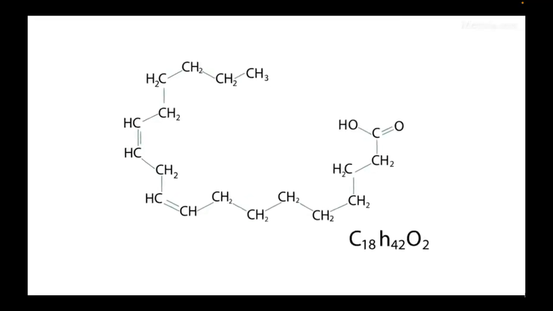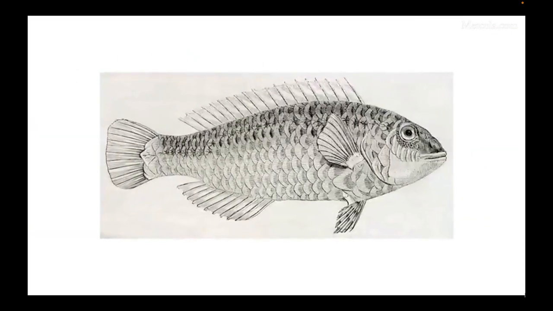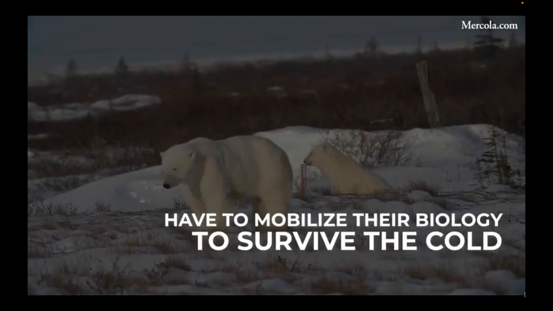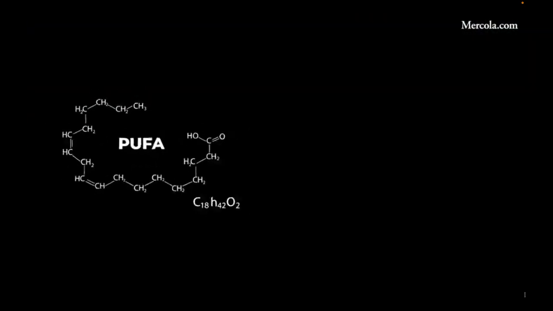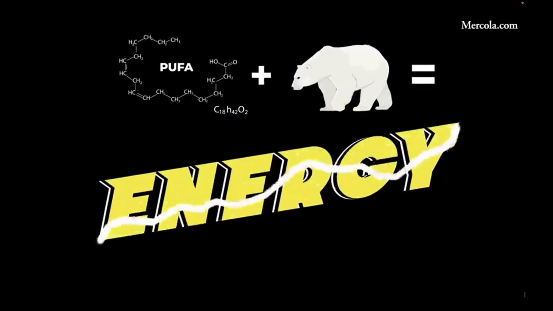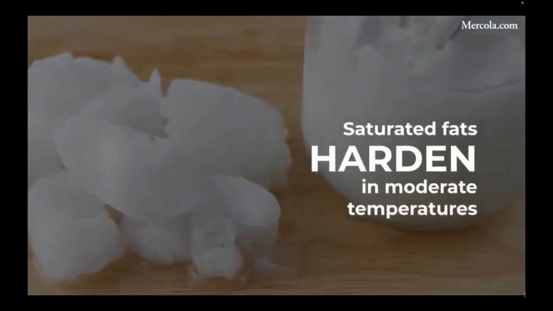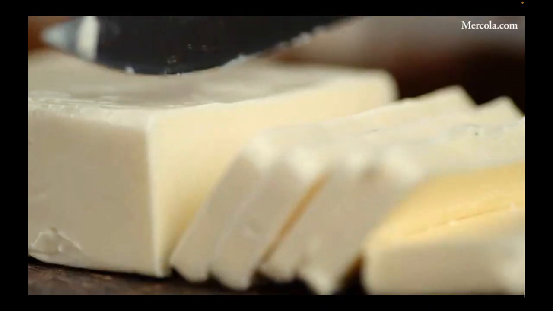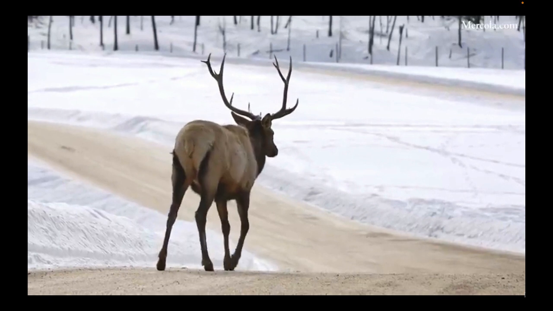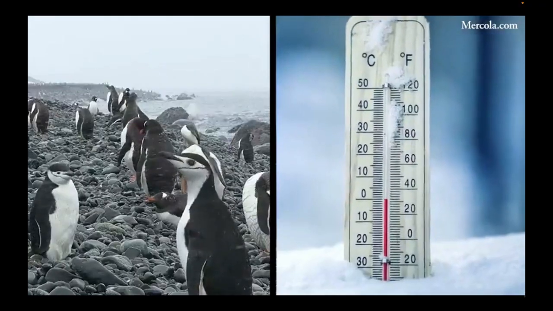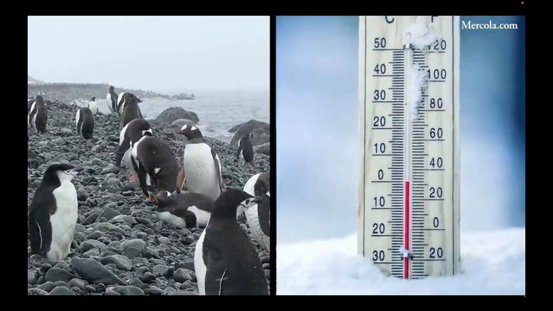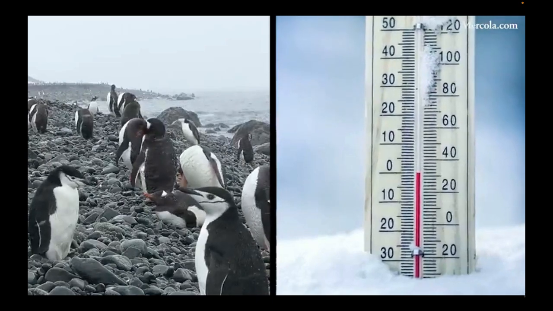But the question you might have is, if PUFAs are so toxic to life, why were they created in nature? Well, plants and animals that live in cold environments have to mobilize their biology to survive the cold, and creating unsaturated fats like PUFAs is how they accomplish this. This is because saturated fats harden at relatively moderate temperatures. For example, if you put butter in the refrigerator, it's going to become hard. An animal or a plant living at high latitudes, like most of North America, which has cold temperatures, especially in the winter, simply can't survive if they have saturated fats as their primary source of energy storage.